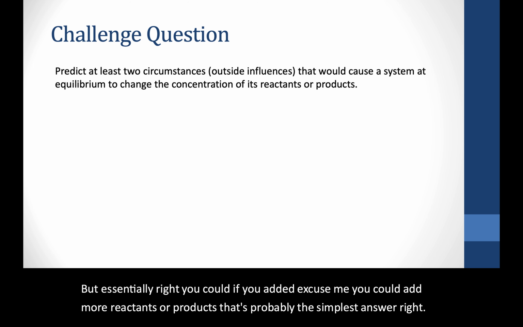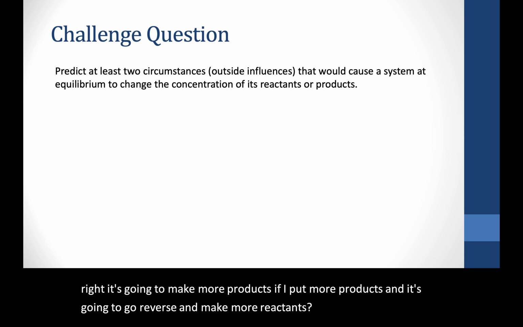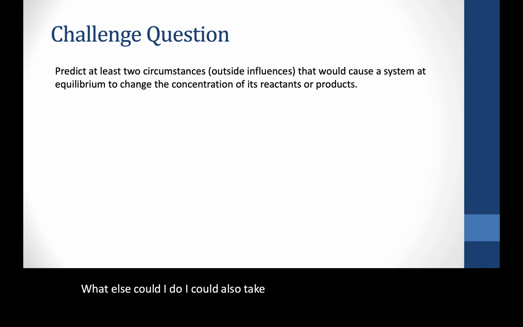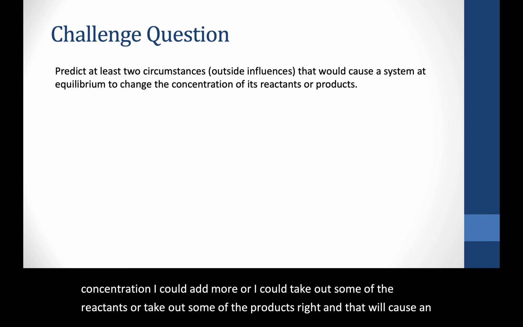I could also change the temperature, right? What else could I do? I could also take out, right? I did say change the concentration. I could add more, or I could take out some of the reactants or take out some of the products, right? And that'll cause an imbalance. There are other answers to this. If you're really curious, look up Le Chatelier's principle. And if you don't know how to spell that, it's in your unit overview as one of the lesson titles, okay?